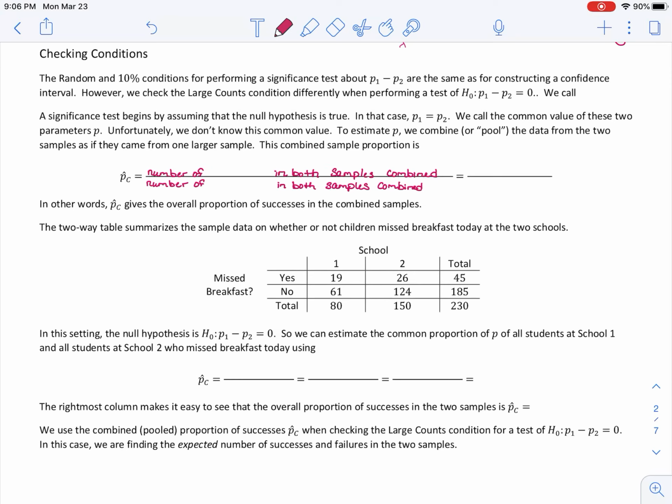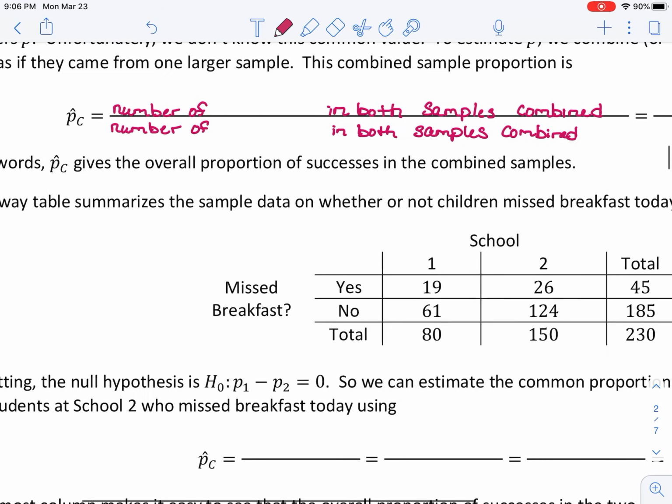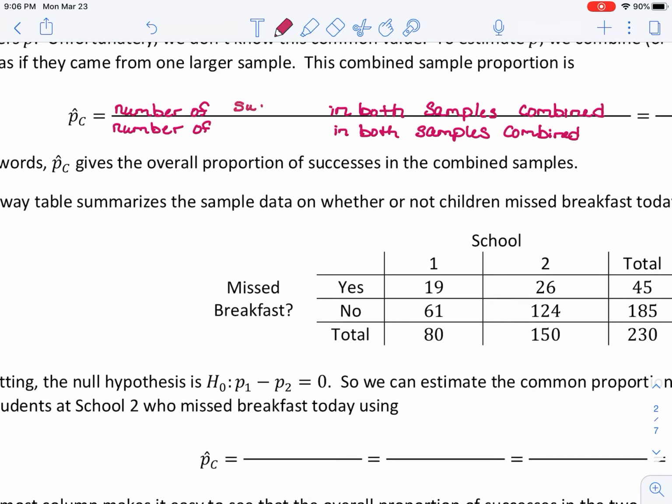So a significance test begins by assuming that your null hypothesis is true. We are assuming the proportions are equal until proven otherwise. The common value of these two parameters would be P then. We don't know this number, but we can estimate it by pooling our two samples and grouping them together. So we're going to look at the number of successes in both samples combined, and we're going to put that out of the total number of individuals in both samples combined.